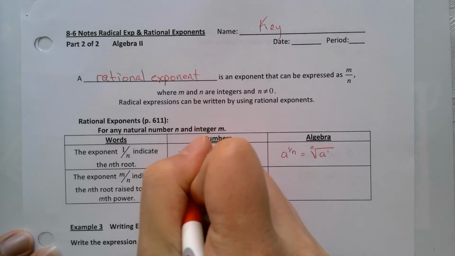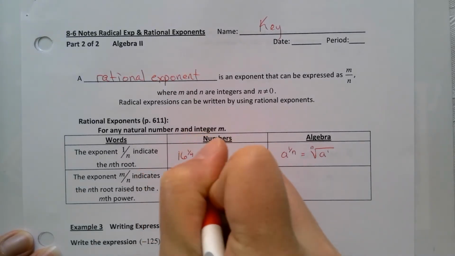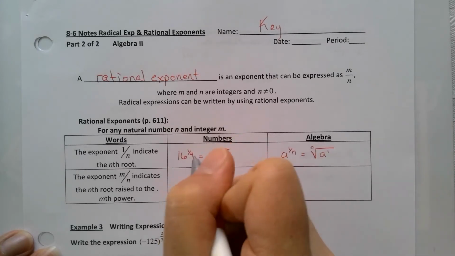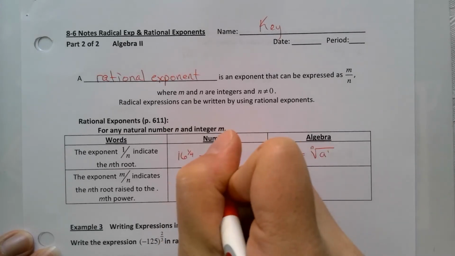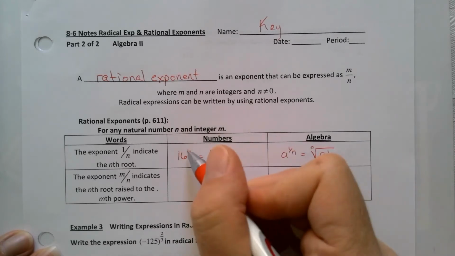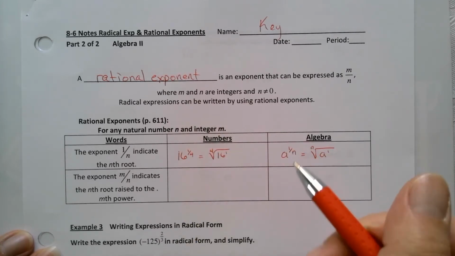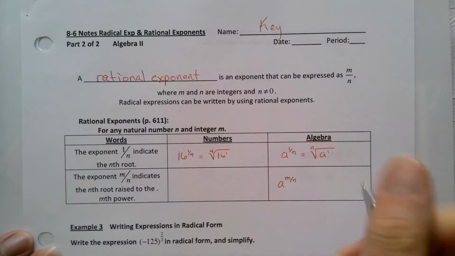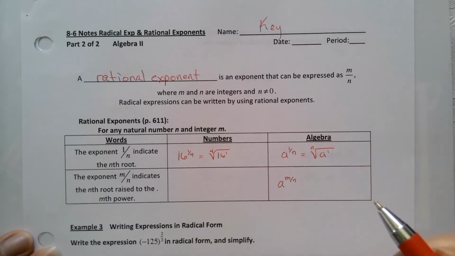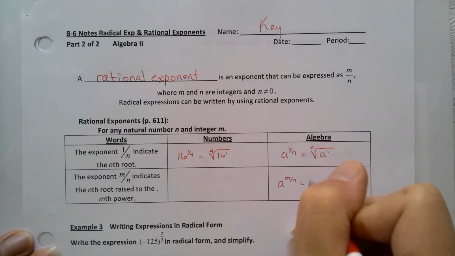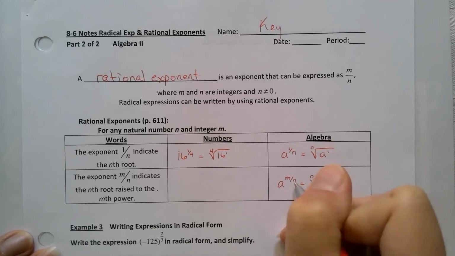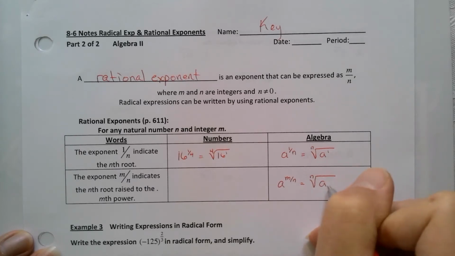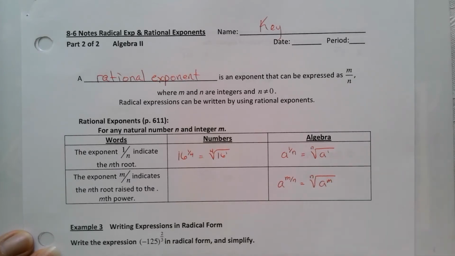If I give you 16 to the 1/4, that is the same as, keep the 16 under here with the power of 1, and the denominator was 4, so my root is 4. So that's if I have 1 over something. If I have it more general as a to the m over n, whether m is 1 or 2 or 4, does not matter, the idea is the root comes from the denominator, and the base is now your radicand with the power attached.